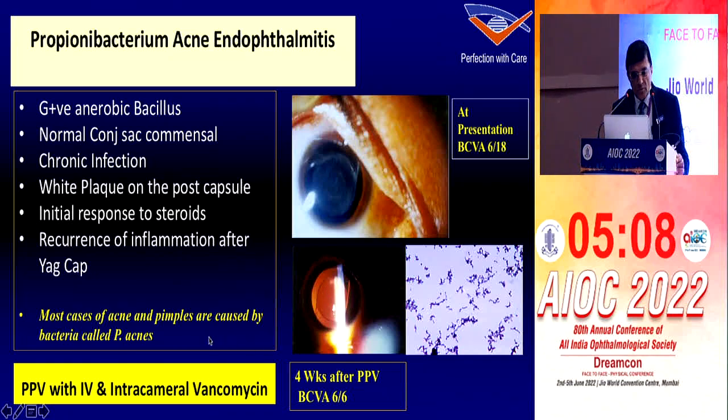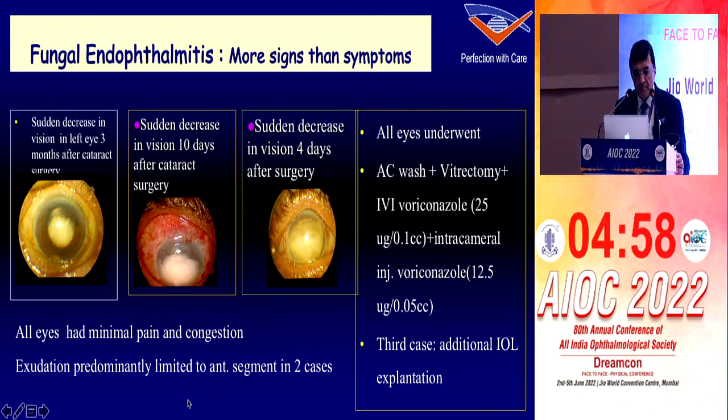P. acnes was grown, the patient was treated with intracameral and intravitreal vancomycin, and the patient did well. So in these cases, if you are able to remove the organism completely, they do well. This is a series of cases of fungal endophthalmitis who presented with the signs being more than the symptoms.